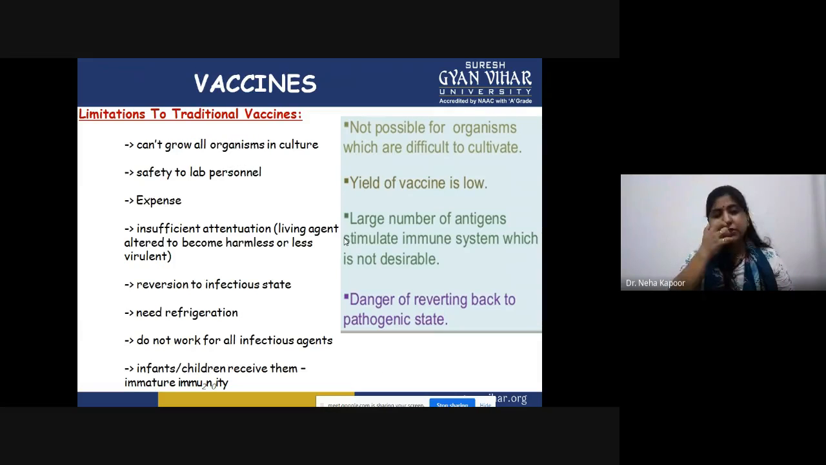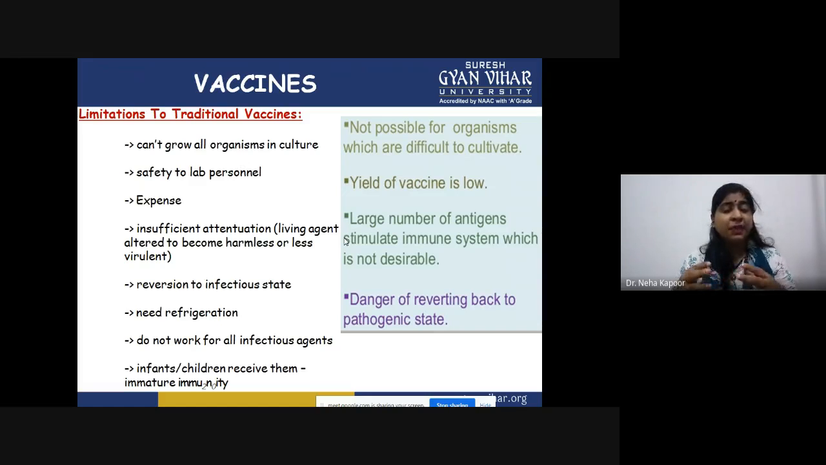There were certain limitations: there are certain organisms which you can't grow in a culture medium. Another thing is that for the person handling all of these cultures, safety is very important. And it was quite an expensive affair.